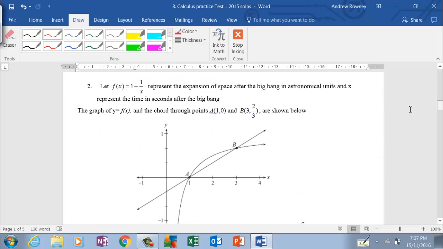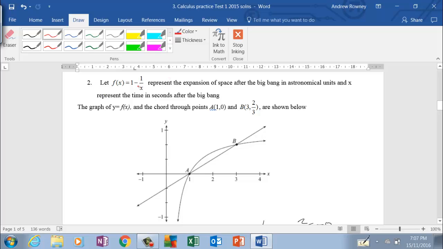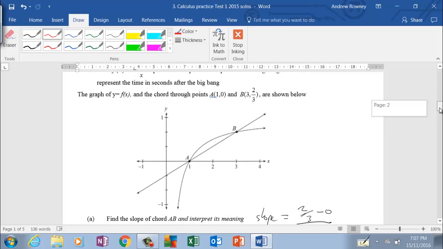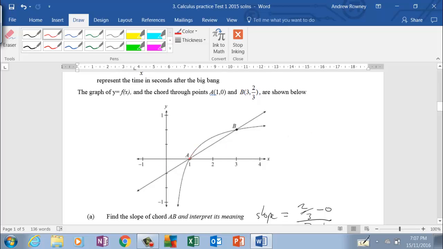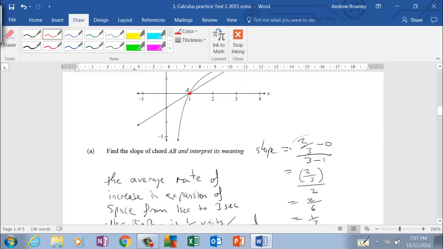Question 2, we have a rational function here, point A and point B, and the first question is to find the slope of AB. So this is the average slope between A and B. It's not an instantaneous slope. So we use y2 take y1 on x2 take x1. So this is y2 take y1 and x2 take x1. And so that's this here.